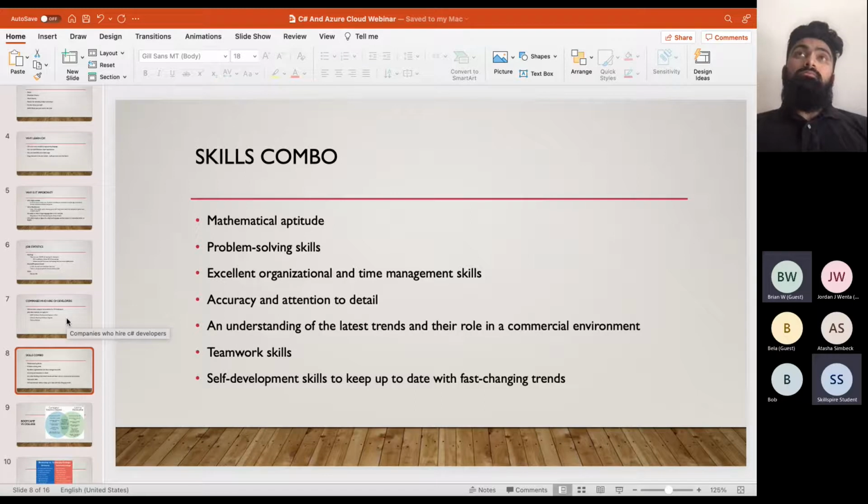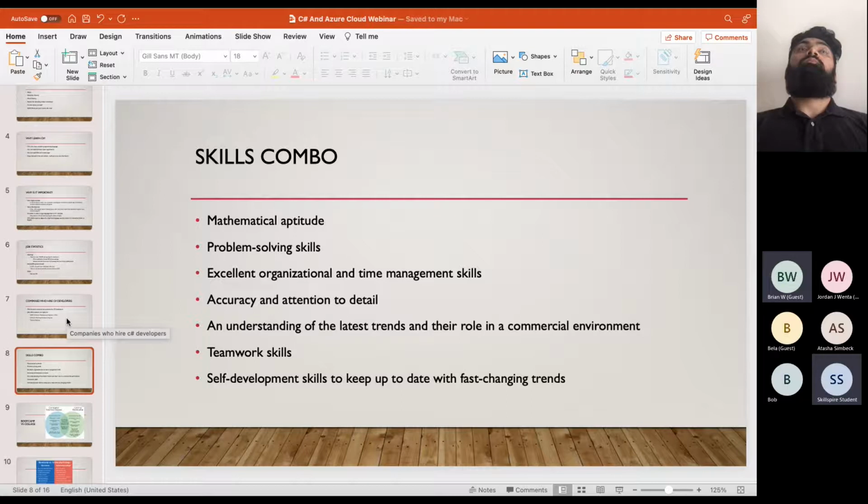Organizational and time management skills, so you want to be organized. Accuracy and attention to detail. Coding is a very sensitive topic, meaning that the smallest thing can break your code. The smallest thing can be the issue where you're not able to get to the solution. So you want to be a person that is always accurate and paying attention to detail.